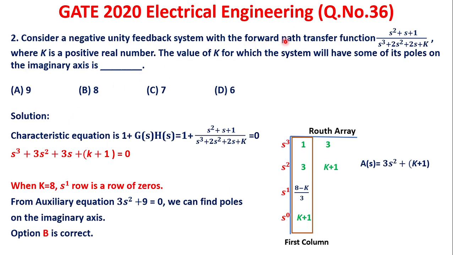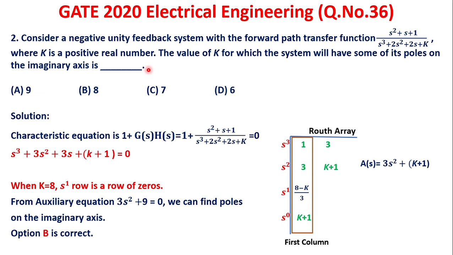Consider a unity feedback system with the forward path transfer function (s square plus s plus 1) divided by (s cube plus 2s square plus 2s plus K), where K is a positive real number. The value of K for which the system will have some of its poles on the imaginary axis is dash. So this is the question. They are asking what is the value of K for which the system will have poles on the imaginary axis.